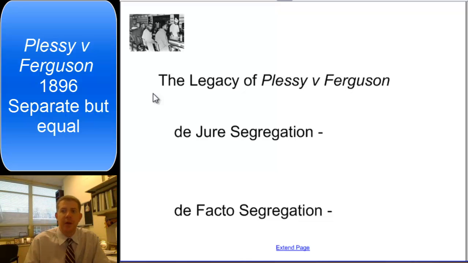Segregation of law. De facto segregation is a different kind of segregation in that it is the segregation of the mind. It's maybe inherent racism or prejudices that make people of different races stay separate from one another just based on their desire not to be around people of another race. And so the two types of segregation that we have in the United States are de jure segregation and de facto segregation. It's important that you're able to differentiate between those two.